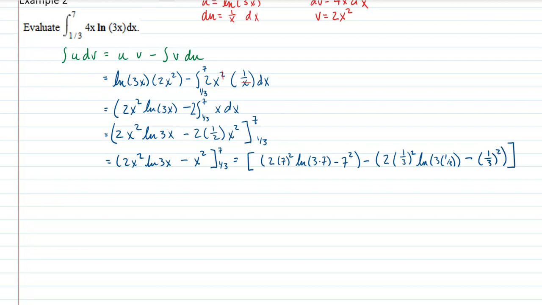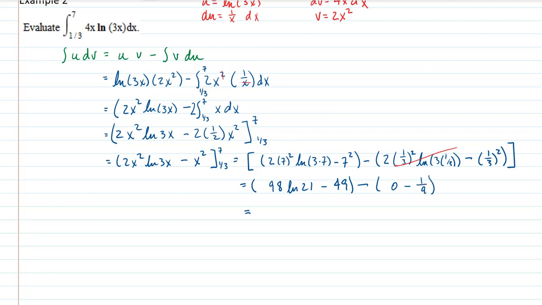And then we can clean this up. So 7 squared is 49 times 2 is 98. Natural log 21 minus 49 minus, and then here the 3 times the 1/3 is going to be 1. And what is the natural log of 1? Natural log of 1 is 0. Those go away. So that's going to be 0 minus 1/9.